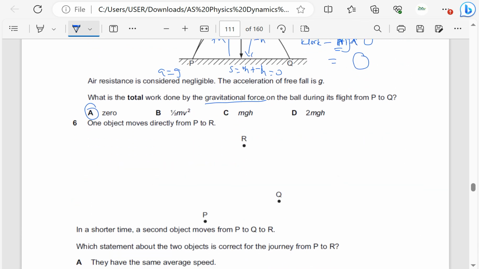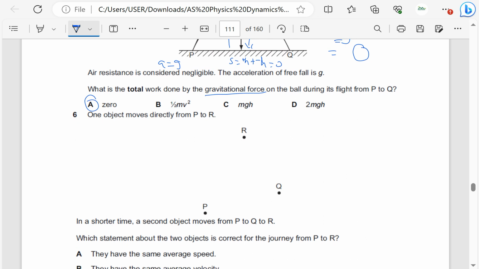One object moves directly from P to R. In a short time, a second object moves from P to Q to R. So I'll use different colors. One moves from P to R directly, and in a short time another one moves from P to Q then to R, like this.